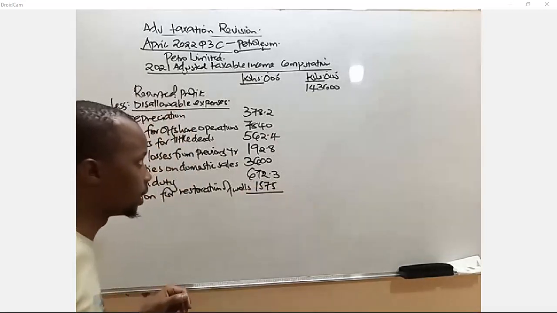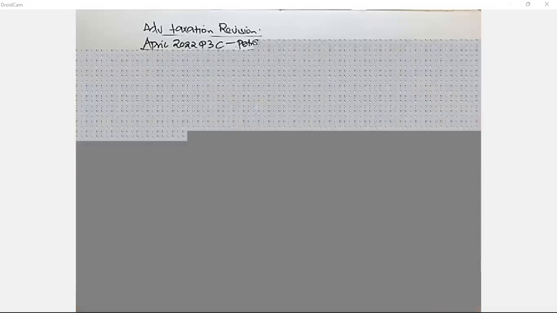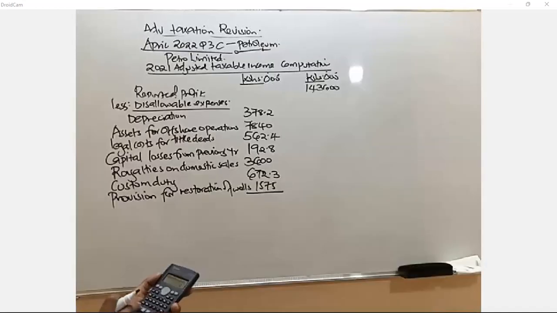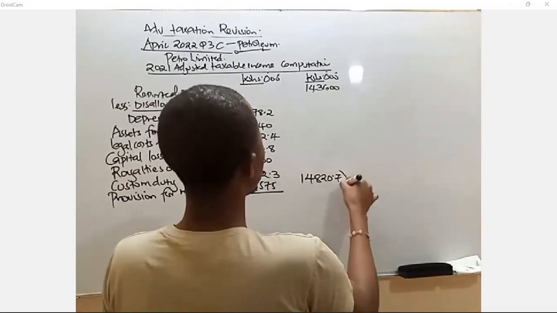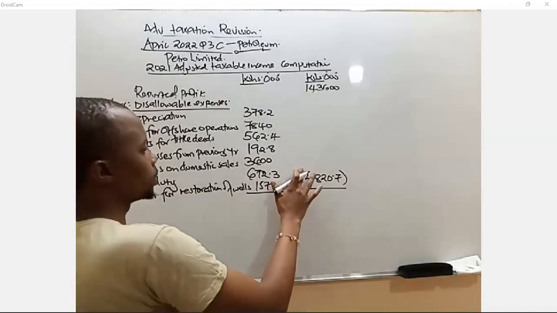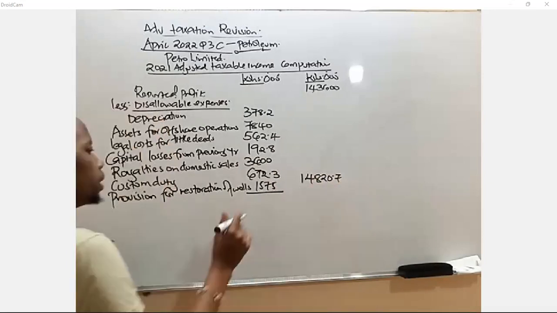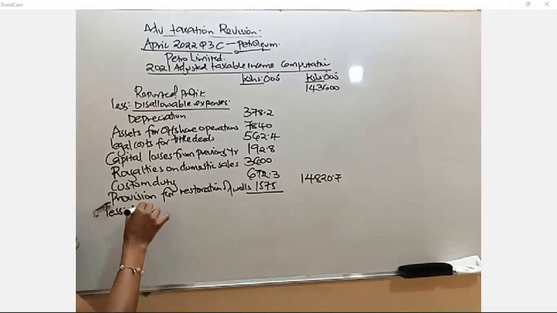Now, let me just get the summation. So we have 378.2 plus 78.40 plus 562.4 plus 192.8 plus 3.6 million plus 672.3 plus 1575, getting around 14,820.7. We are not deducting, we are adding back, sorry. Then we less allowable expenses.